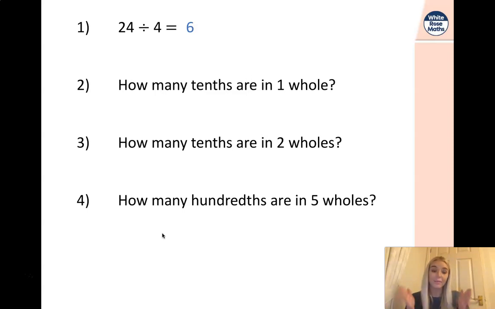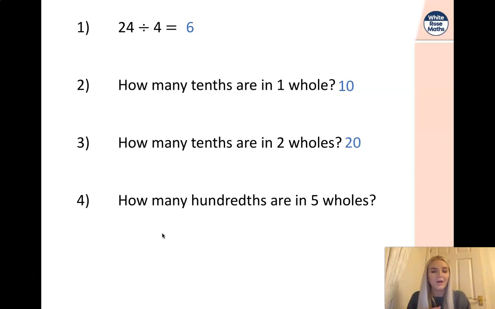Now, if you had a bar, like we've been looking at our bar models this week, and this bar was one whole of a bar, and you split that bar into 10 pieces, you would have 10 tenths in that whole bar. But if you had 2 of those bars and you split both of those bars into 10, you now have 2 bars which have both been split into tenths, so you would have 20.